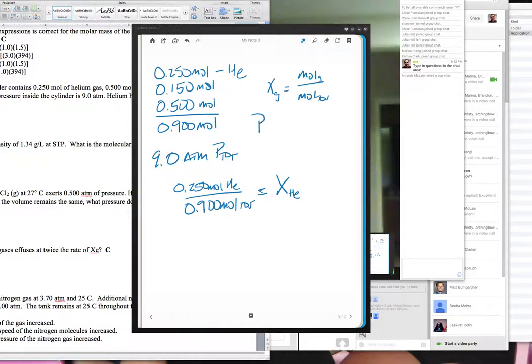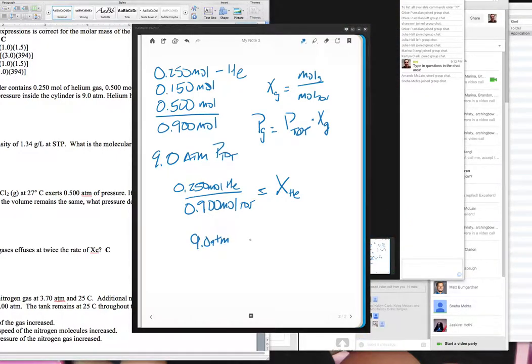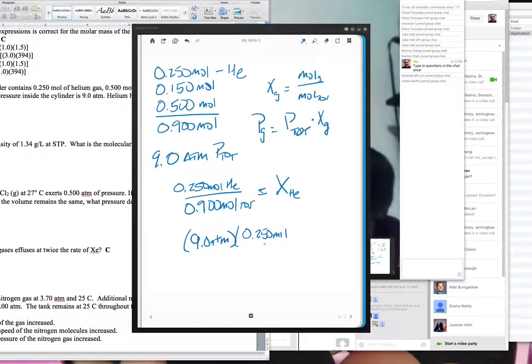And if you want to know the partial pressure of your gas, what you have to do is take the total pressure, times the mole fraction of your gas. So that's what we're doing here. So we would take the total, which is 9.0 atmospheres, times the mole fraction, which is 0.250 moles over 0.900 moles.